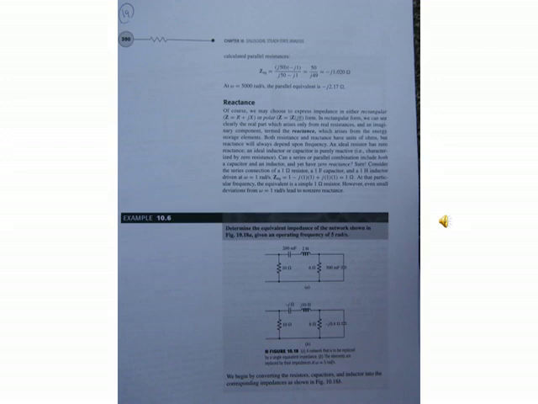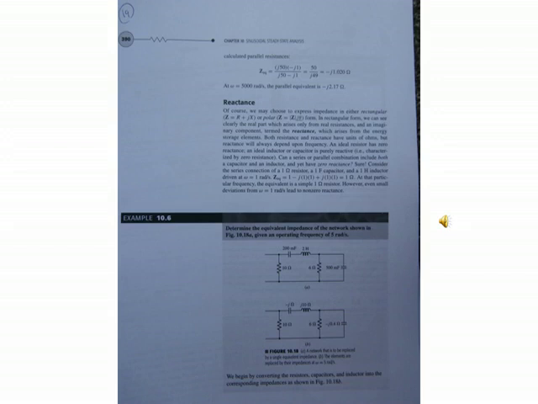So for the capacitor 200 millifarad, we can calculate the capacitive reactance. This is minus J 1 divided by omega C. So the omega is equal to the operating frequency 5 radian per second, 1 divided by 5 multiplied by 200 multiplied by 10 power minus 3, so you get minus J 1.